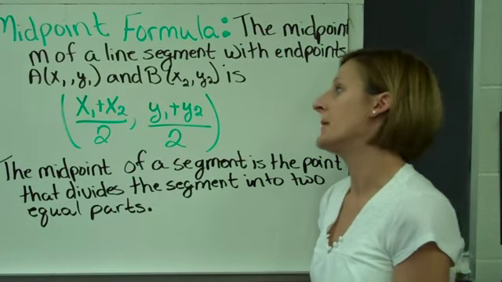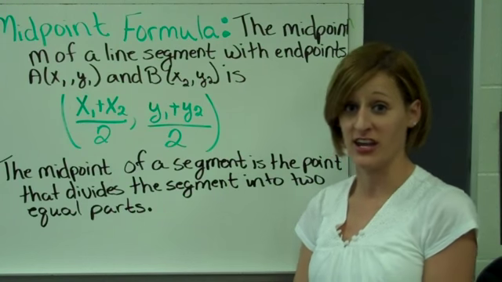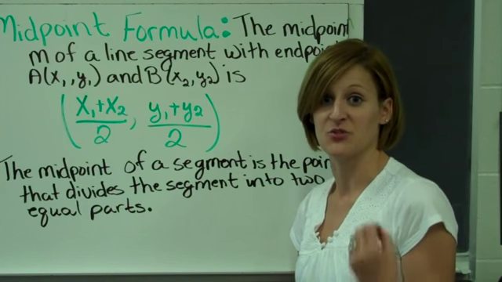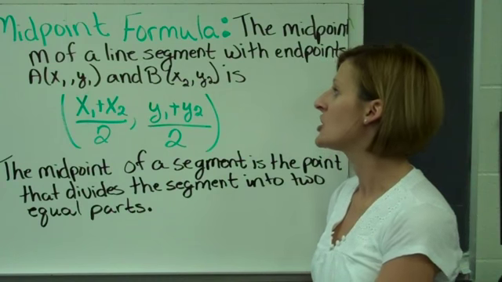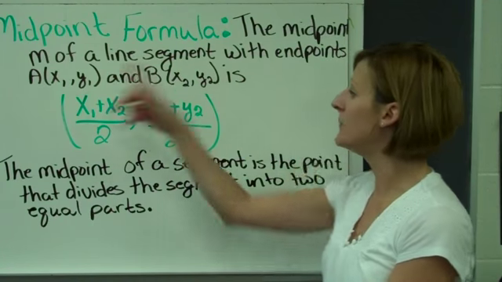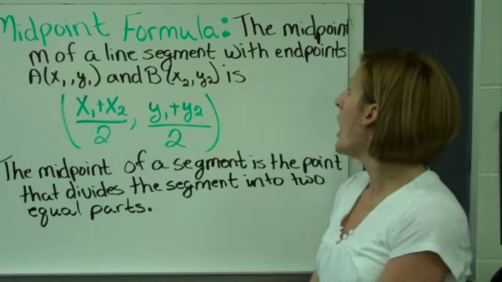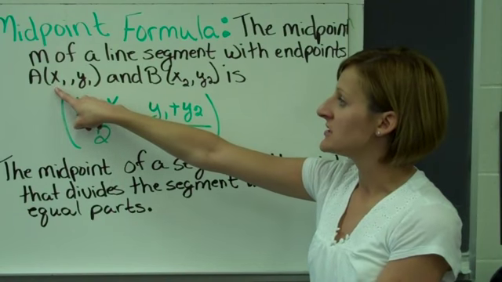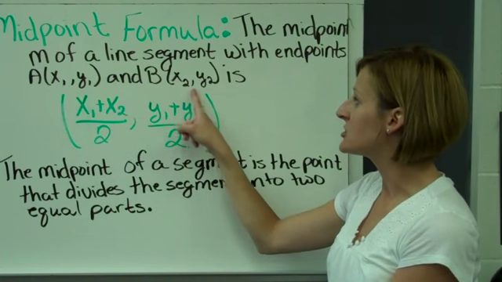Alright, now let's look at midpoint. Midpoint is very, very easy. It's like the average between the x values and the y values. So if I have a line segment and the midpoint's going to be M, you got your endpoints A, which is x1, y1, and B, x2, y2.